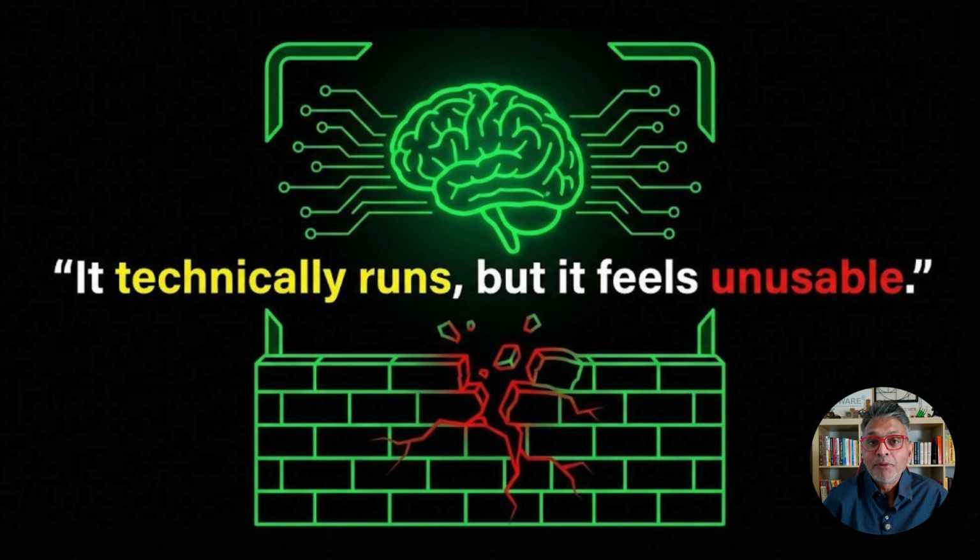This should sound familiar. People hit a wall and say, it technically runs, but it feels unusable. The AI model loads. It doesn't crash, but trying to get any real work done is painful. You're waiting for tokens to generate. The whole system feels like it's groaning under the load. This isn't a bug. It's a symptom of a much deeper problem with how most people think about the best setup to run LLMs locally.